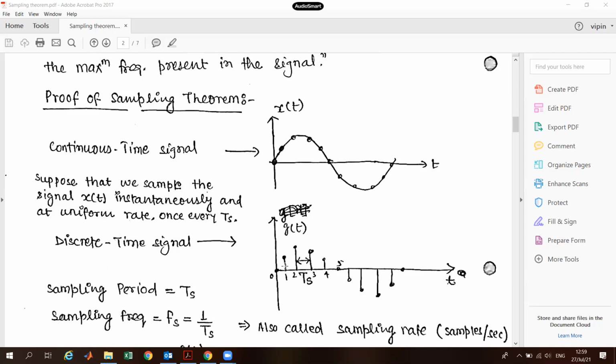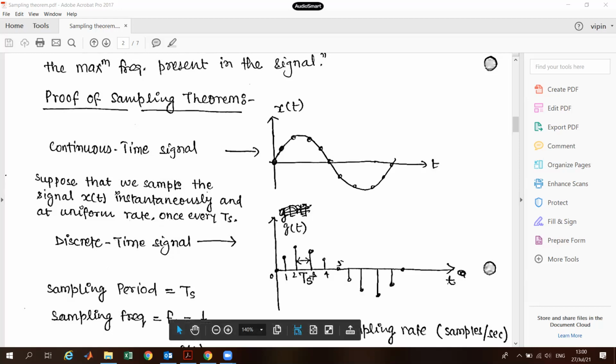So what we are doing is changing a continuous time signal into a discrete time signal. Why is it a discrete time signal? Because it will be defined at 0, 1, 2, 3, 4, 5, meaning discrete times. And this discrete time interval is constant. You can see the gap between them is 1 here, and again 1 here, and so on. It can be 2 or 4, depending upon what you want to do with the signal. So suppose that we sample the signal x(t) instantaneously and at a uniform rate, once every Ts seconds.